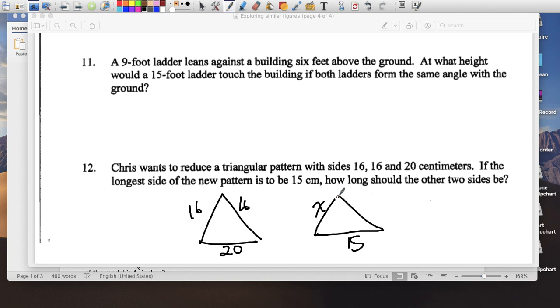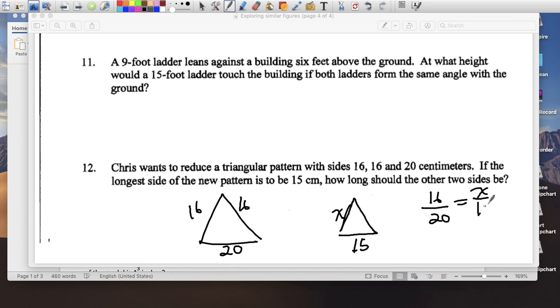So here's my drawing, and I should have made that triangle a little smaller, so let me redo it. The triangle is going to be a little bit smaller, 15, and we want to know what the sides would be. So if they're proportional, let's set up a proportion. So 16 over 20, and 16 corresponds to x, and 20 corresponds to 15.